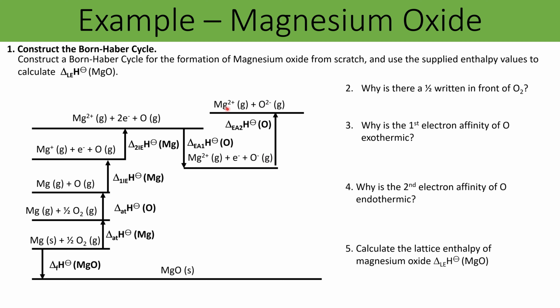Okay, so now what we've got, look, Mg2+ ions as a gas, O2- ions as a gas, gaseous ions of those particular elements, okay? And they're exactly the ions we need in order to form that ionic compound.